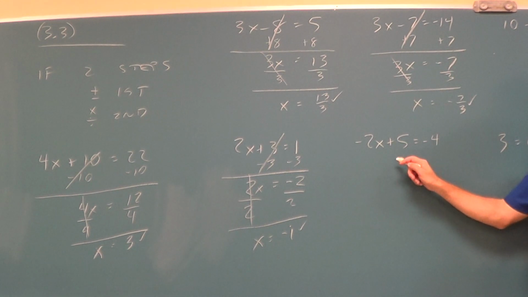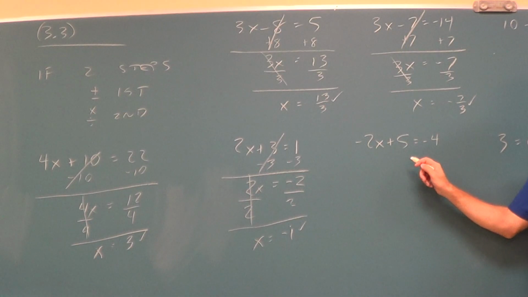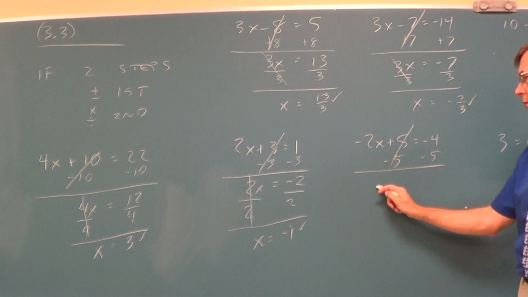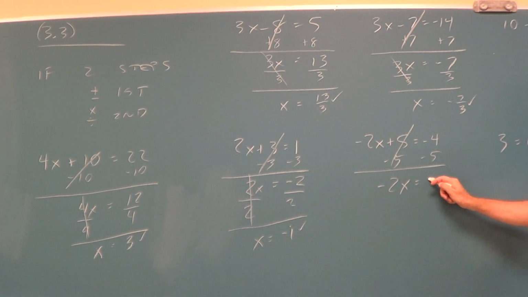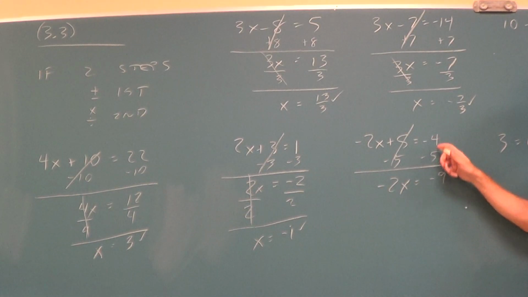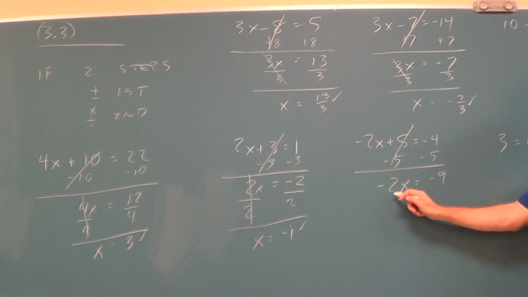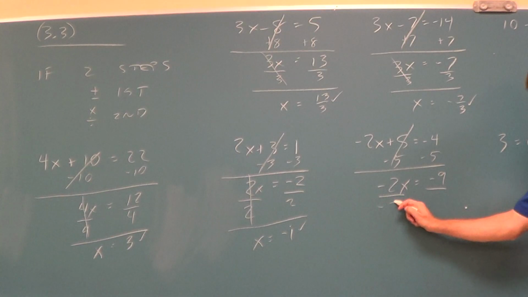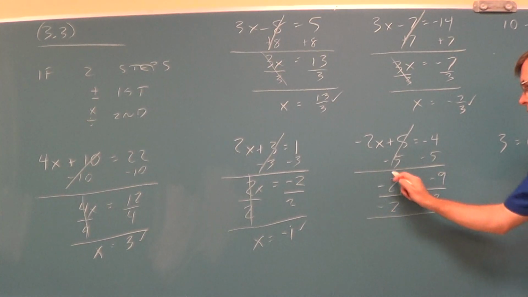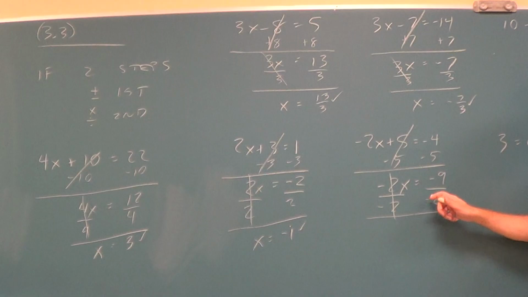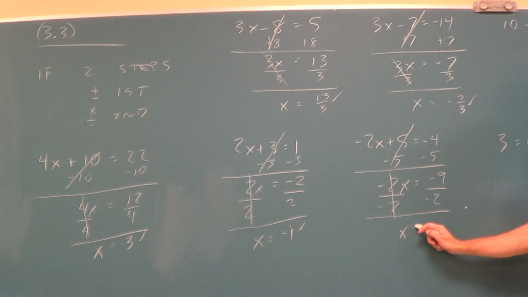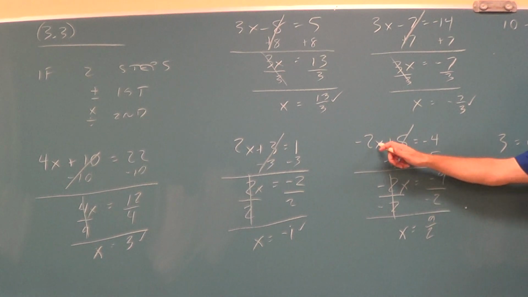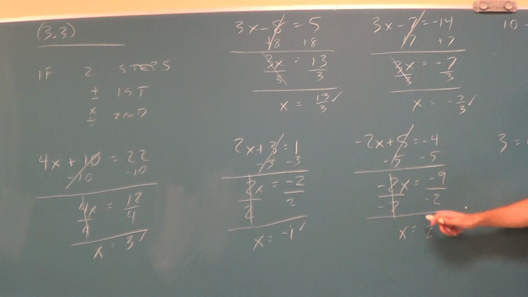One more, and then we'll have the camera shift. First move here, -5. Subtract 5s. 5s are gone. -2x equals -9. Be careful of our subtracts and negatives, but yeah, you got that one. Divide by -2. Negative dividing negative makes positive. 9/2. 9/2 is fine.